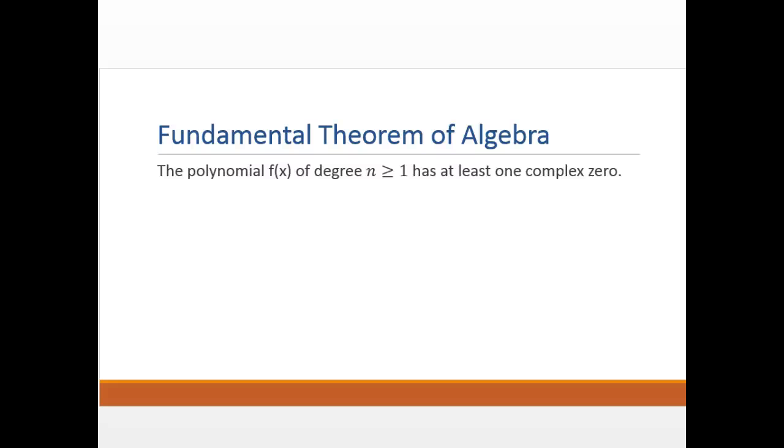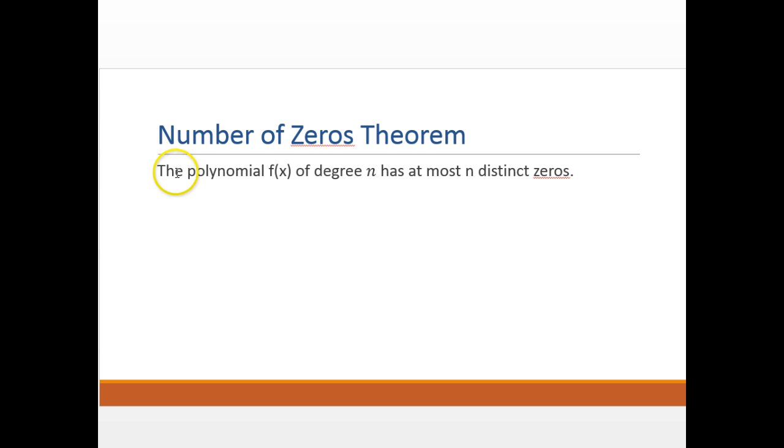The fundamental theorem of algebra basically says a polynomial f of x of degree n greater than 1 has at least one complex zero. Remember, complex numbers are written in the form a plus bi. Remember also that complex numbers include both real numbers and imaginary numbers. So, a polynomial function of degree n has at most n distinct zeros. We say at most n distinct zeros because there could be some multiplicity to them.